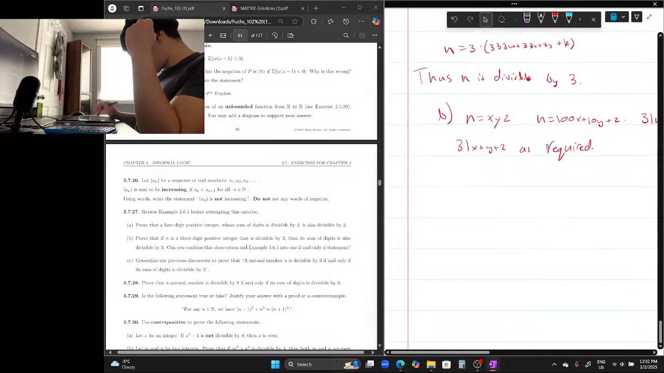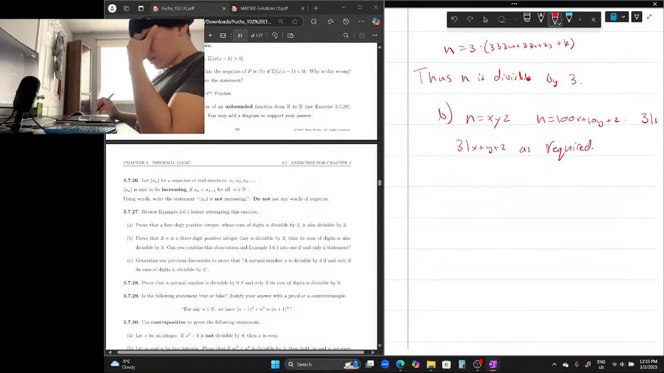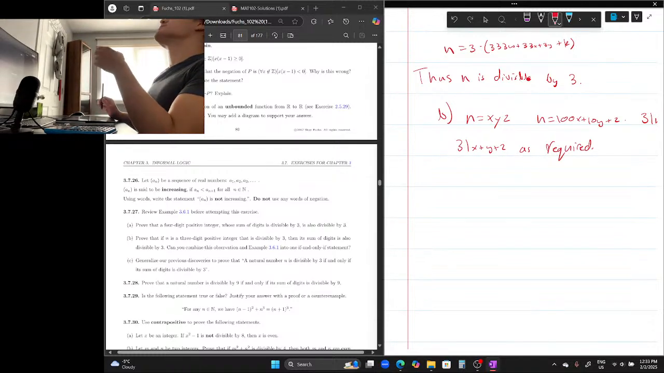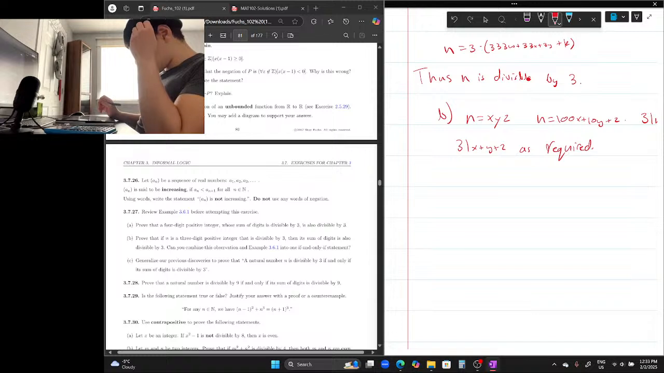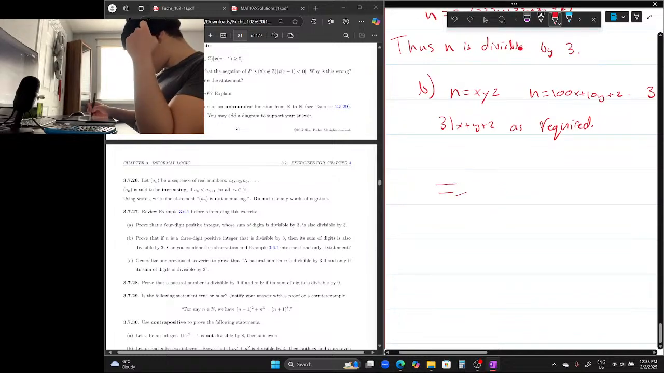Can you combine this observation? So yeah, again, this is the same thing. I'm not trying to write that, but you can just say, if n is a 3-digit integer, then it is divisible by 3 if and only if the sum of its digits is divisible by 3. So then this way you just prove it both ways.